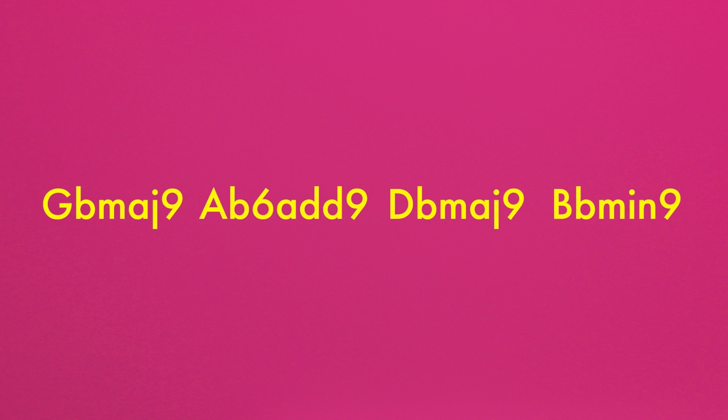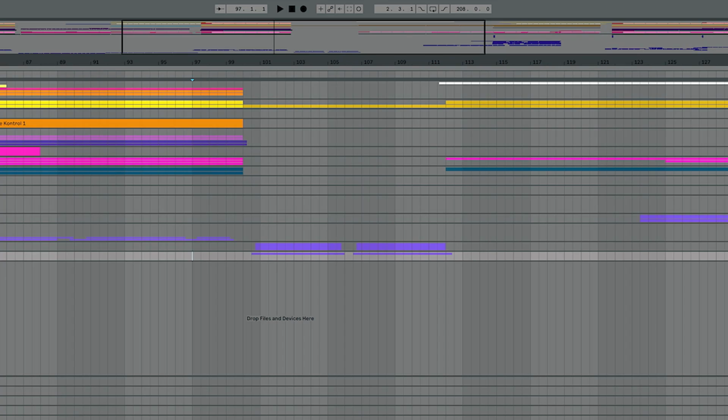So that's a G flat, A flat, D flat, B flat minor progression, but they're all like sevenths and ninths, so there's a lot of nice flavor. And at this point, I was also inspired to try a little tempo change, so I'll play it coming out of the chorus.